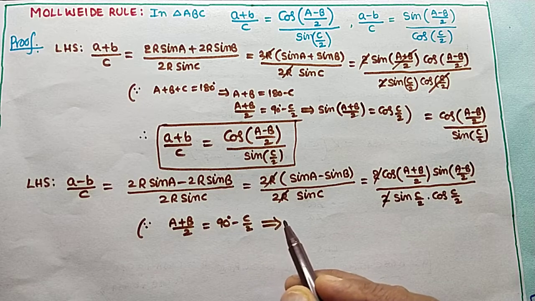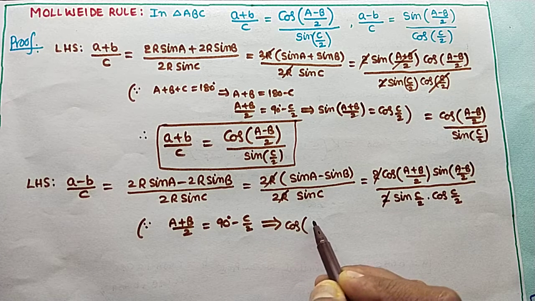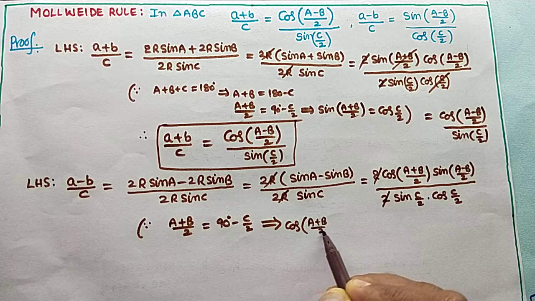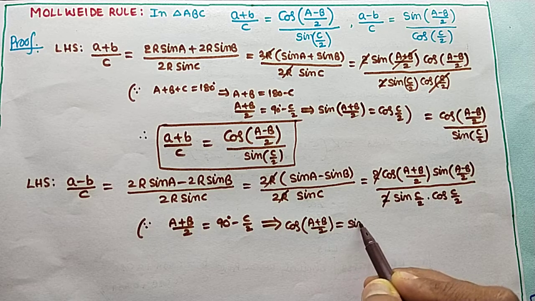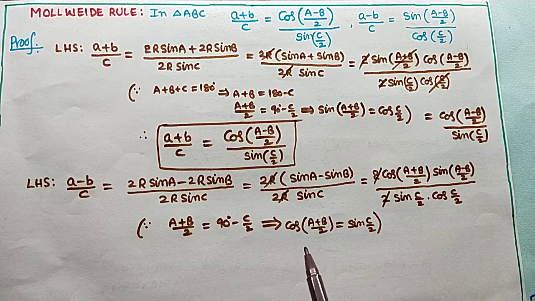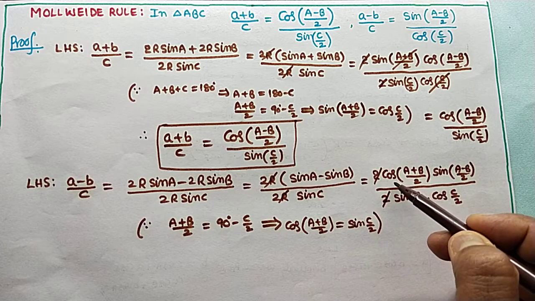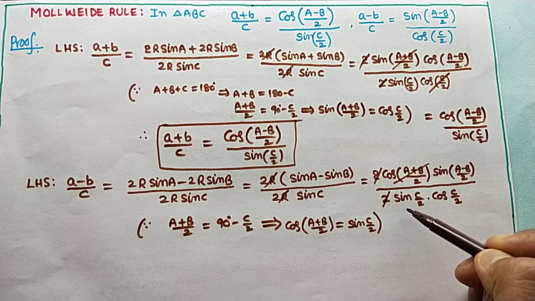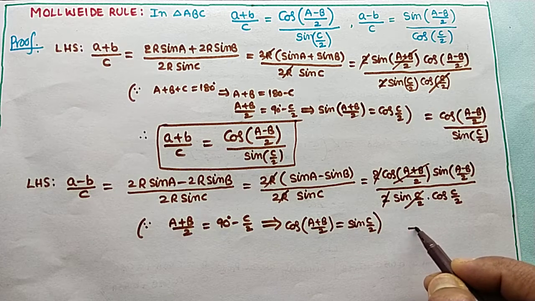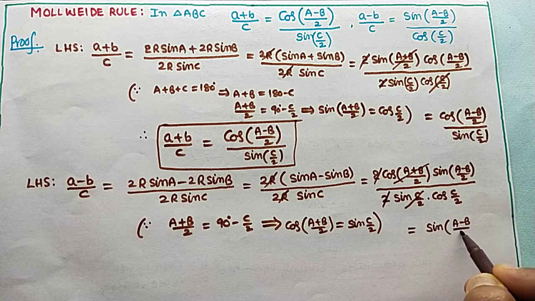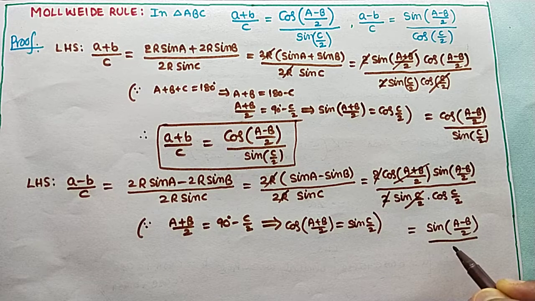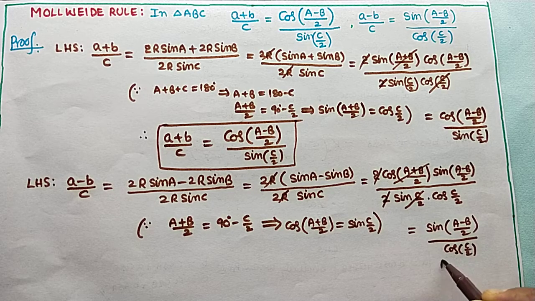Taking cos on both sides, cos of (A plus B) by 2 equals cos of (90 minus C by 2). Cos of 90 minus theta is sin theta, so it is sin C by 2. So cos of (A plus B) by 2 and sin C by 2 are the same, and will be cancelled, which leaves sin (A minus B) by 2 whole divided by cos C by 2, which is our required RHS.